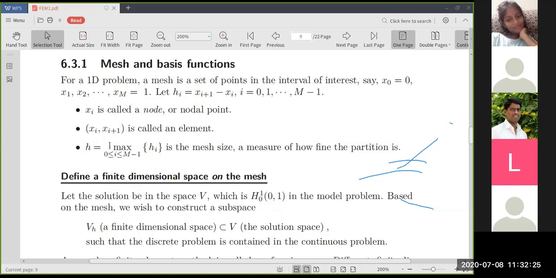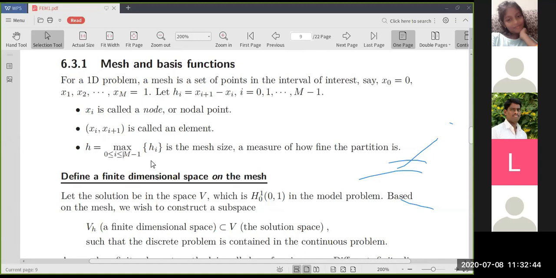Usually this hi is going to be uniform. But in this case we are considering non-uniform hi. For each interval hi is different, and you are considering the maximum of that. So h is equal to the maximum of hi, for i between 0 and m minus 1.